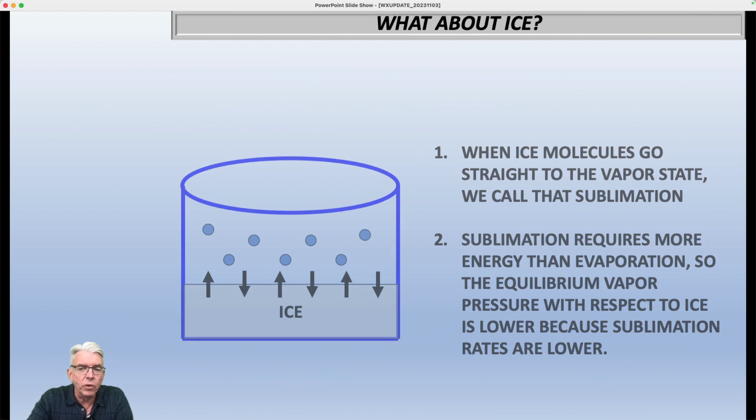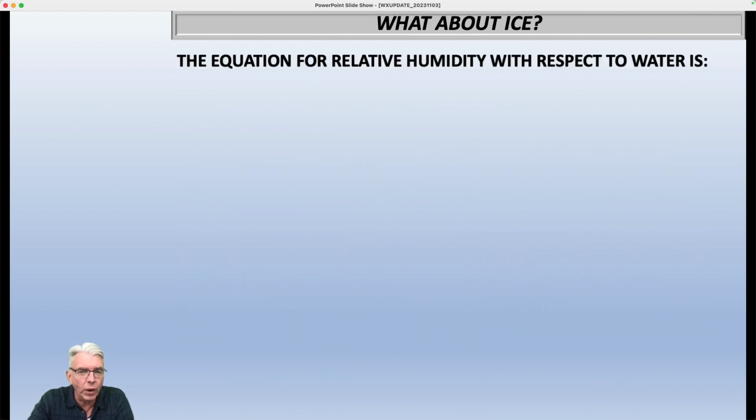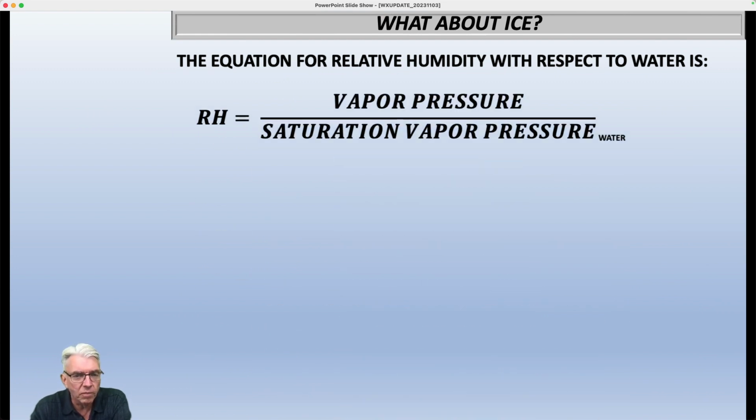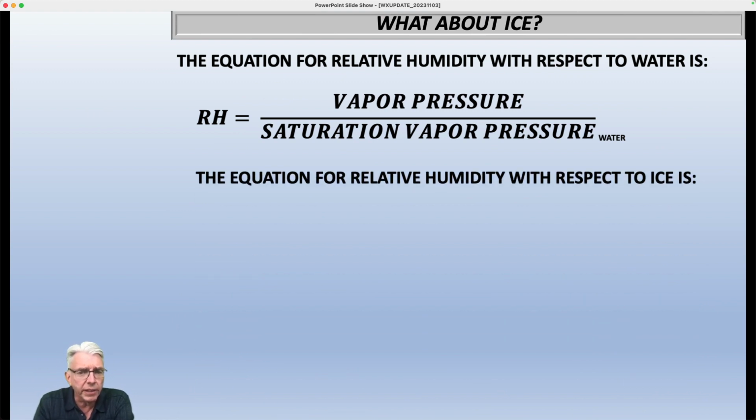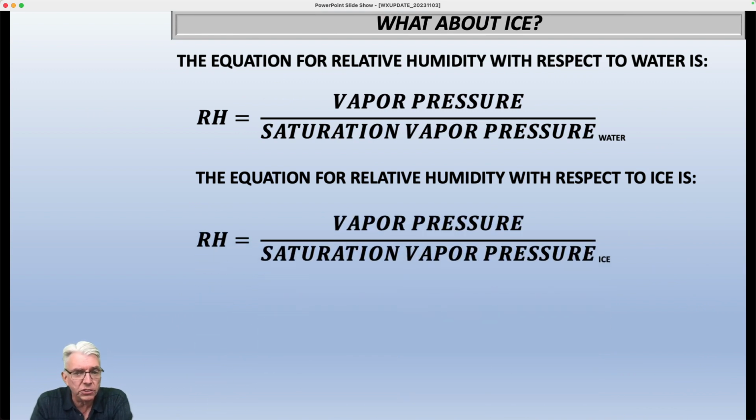It takes more work to do that, and so the rates are lower because it's harder to accomplish, okay? So if we put this in equation form, the equation for relative humidity with respect to water would be the vapor pressure, which is dictated by the number of water vapor molecules, over the saturation vapor pressure with respect to water, which is determined by the temperature, okay? Now, the equation for relative humidity with respect to ice is this. The vapor pressure, again, the number of water vapor molecules, compared to the saturation vapor pressure with respect to ice.